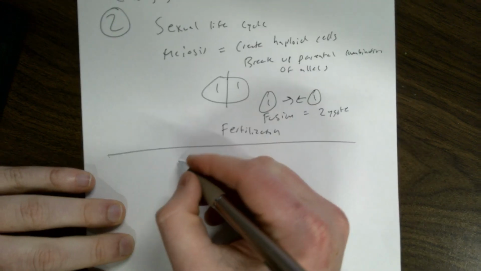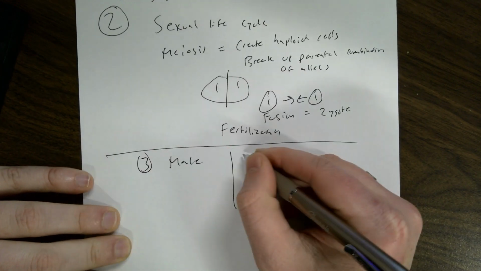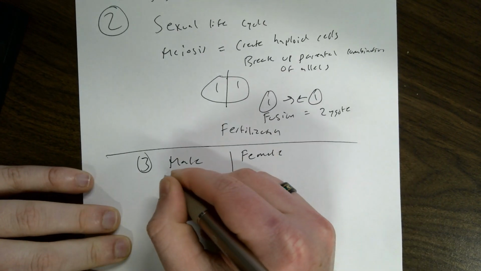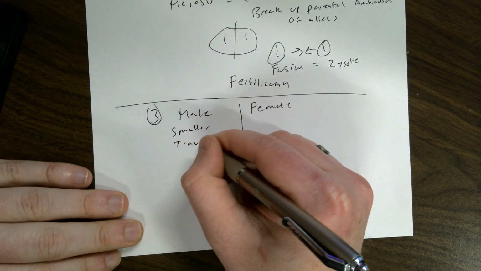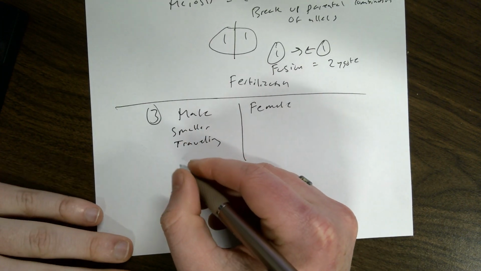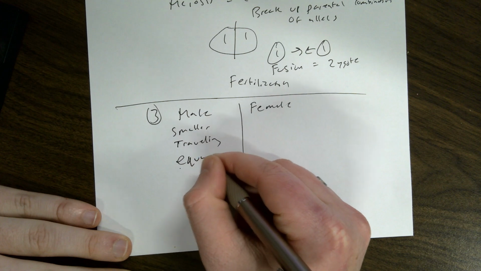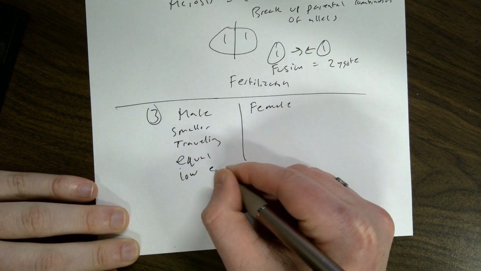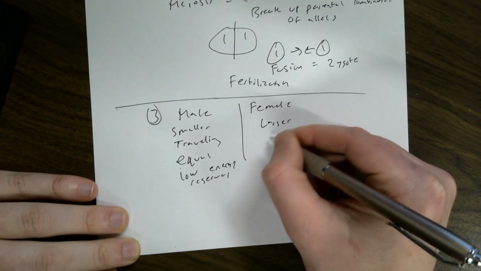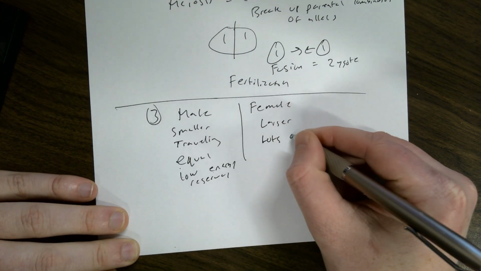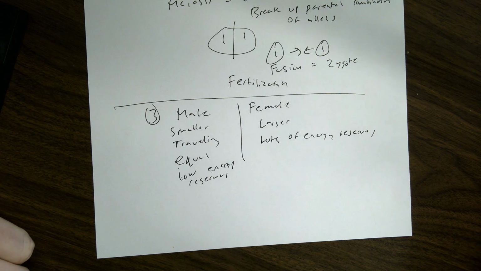Alright, now, in terms of the gametes, there are male versus female gametes. Male gametes are typically smaller, adapted for moving or traveling, and they typically are equal in size. But they have low energy reserves because they get there and then they're done. Whereas the egg is typically larger and it has lots of energy reserves. And this is true across both plants and animals.